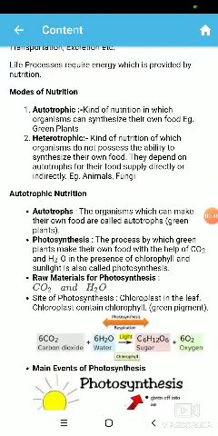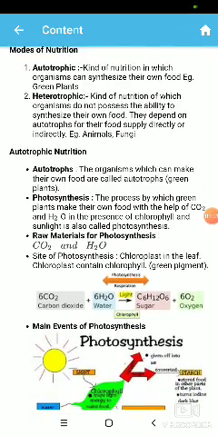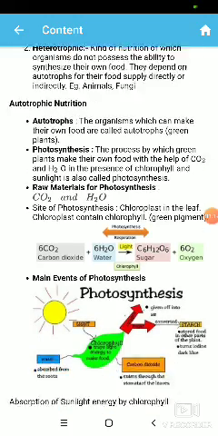There are some modes of nutrition. There are two types of nutrition: autotrophic mode of nutrition and heterotrophic mode of nutrition. In autotrophic mode of nutrition, organisms can synthesize their own food, for example green plants and some bacteria. In heterotrophic mode of nutrition, the organisms do not possess the ability to synthesize their own food. They depend on autotrophs for their food supply directly or indirectly. Examples are animals, fungi, etc.